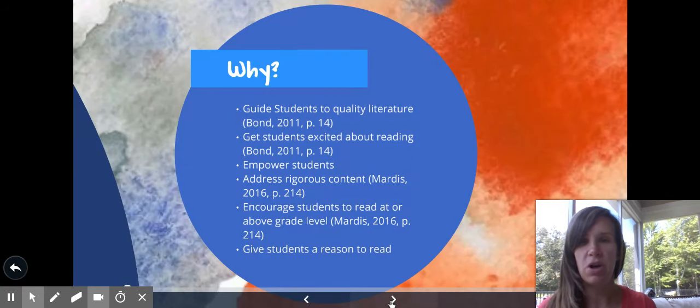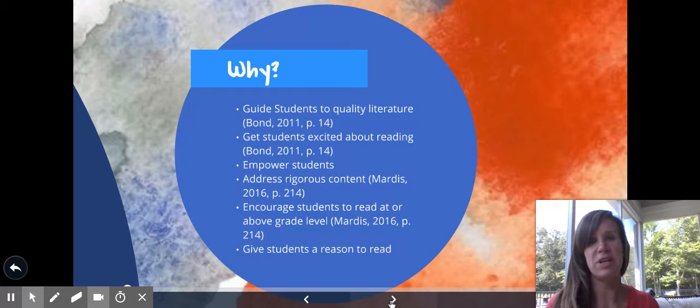So why do we do book talks? Book talks help to guide students to quality literature. They are meant to get students excited about reading. They are also there to help empower students. Oftentimes, struggling readers feel like they struggle because they don't connect with what they're reading. And so a book talk can be a good way to hopefully help them find something that means something to them.